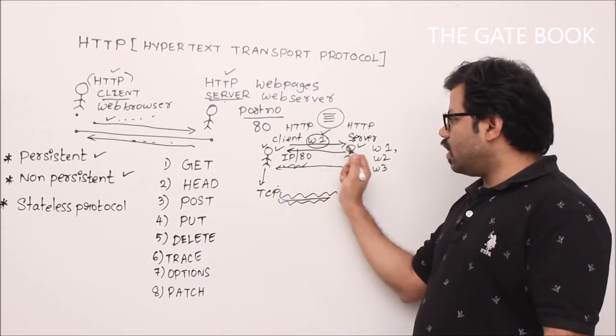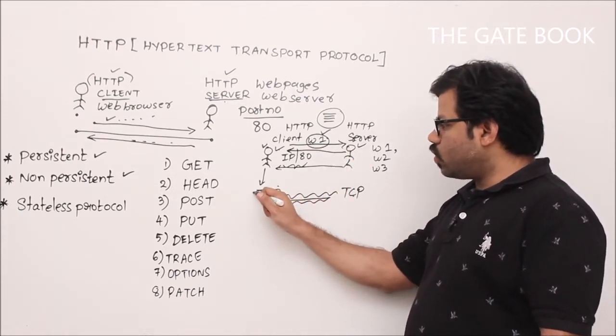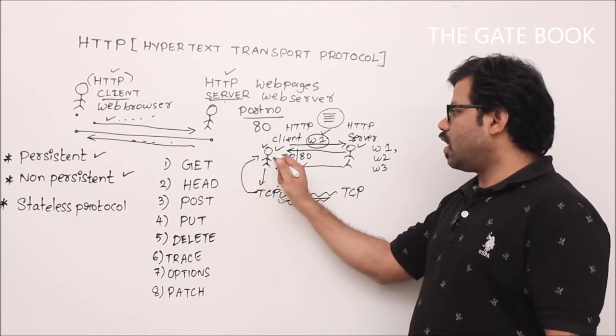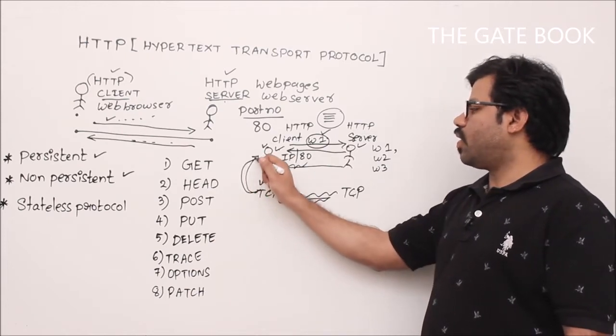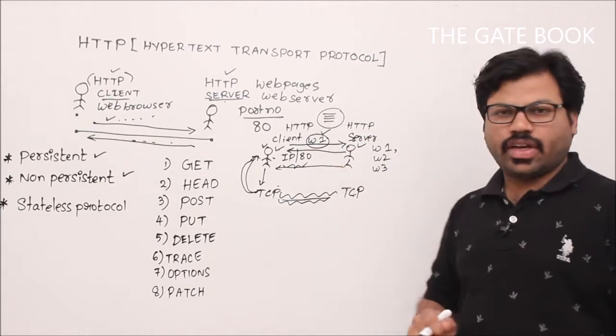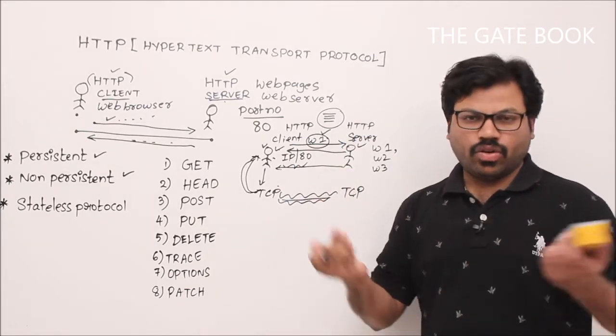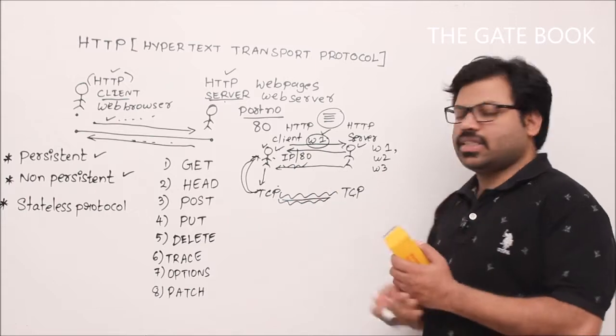Whenever that response comes, it will go through TCP. TCP will call the client: Client, you got a message from that server. Please take and read it. I don't know what it is. So this is the way communication takes place.